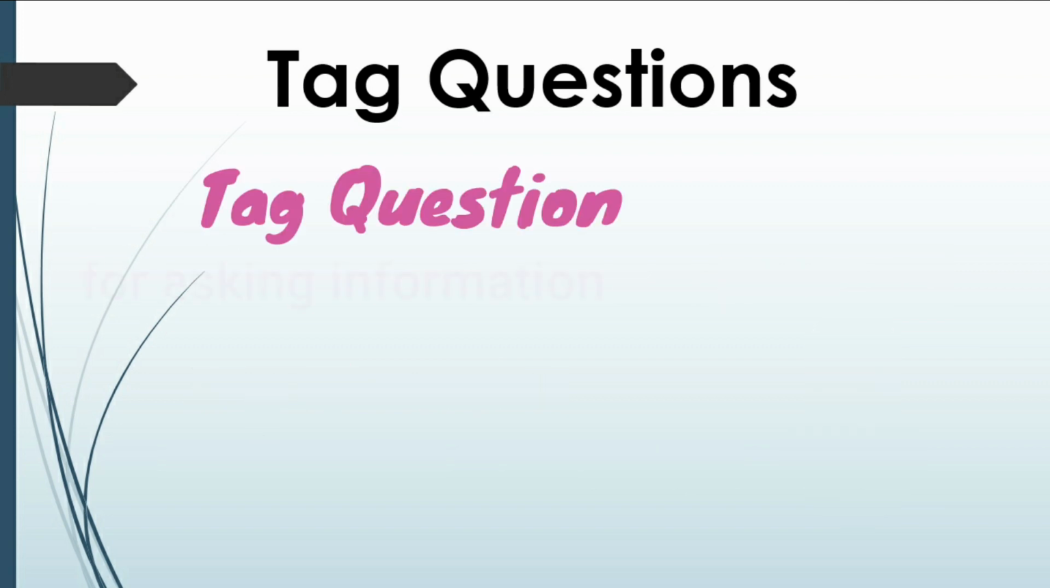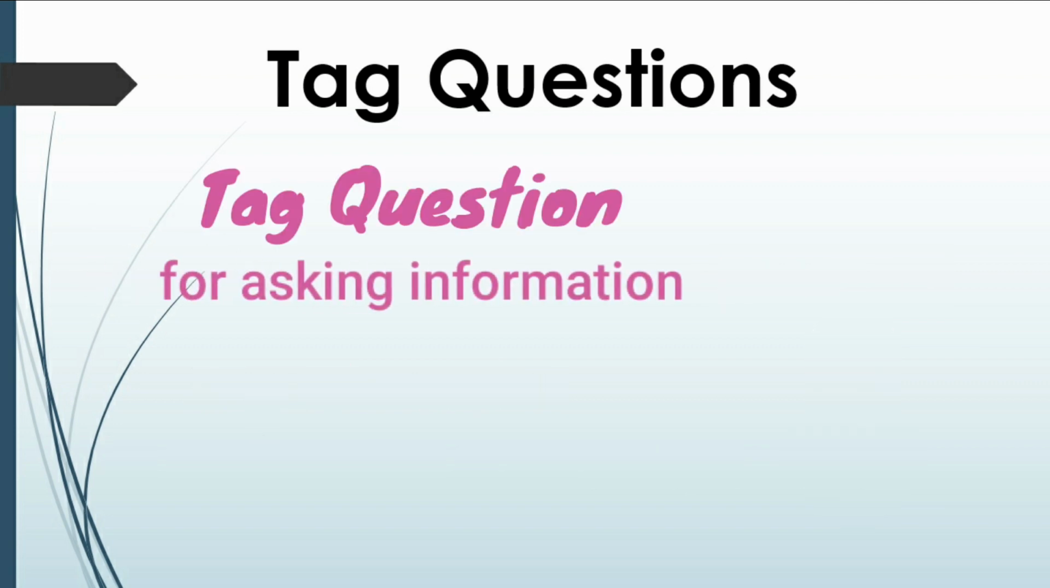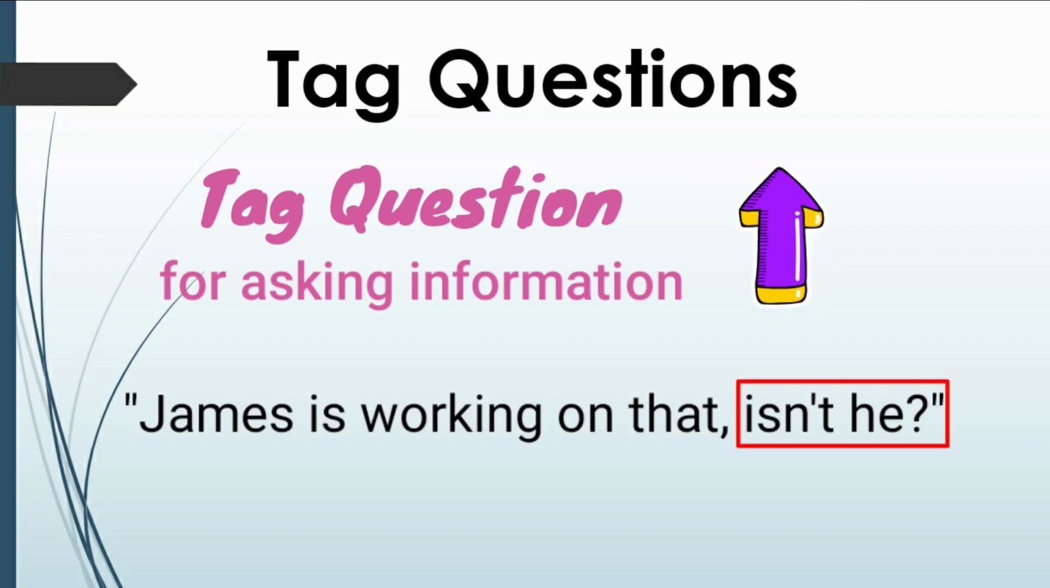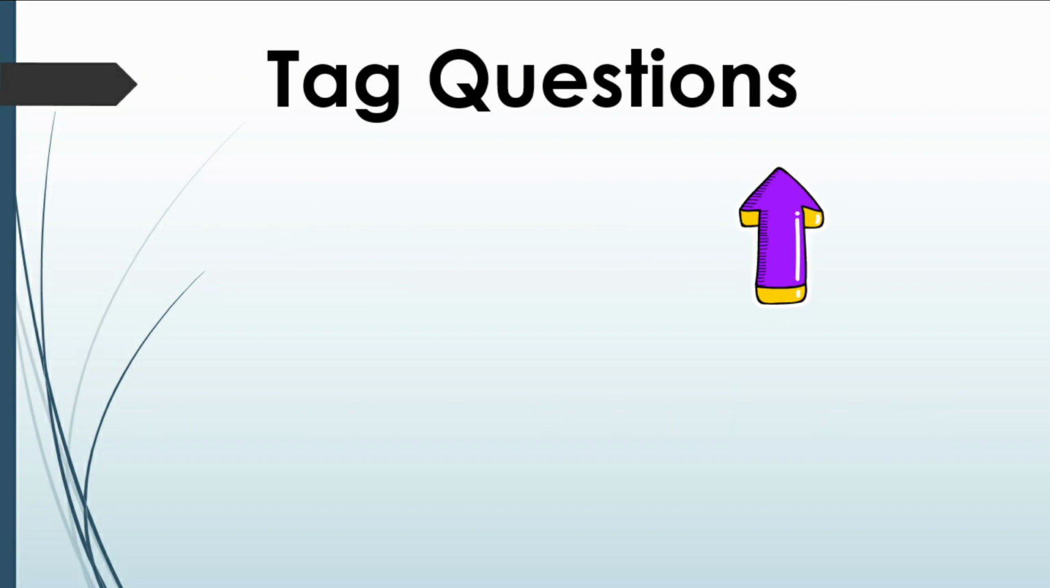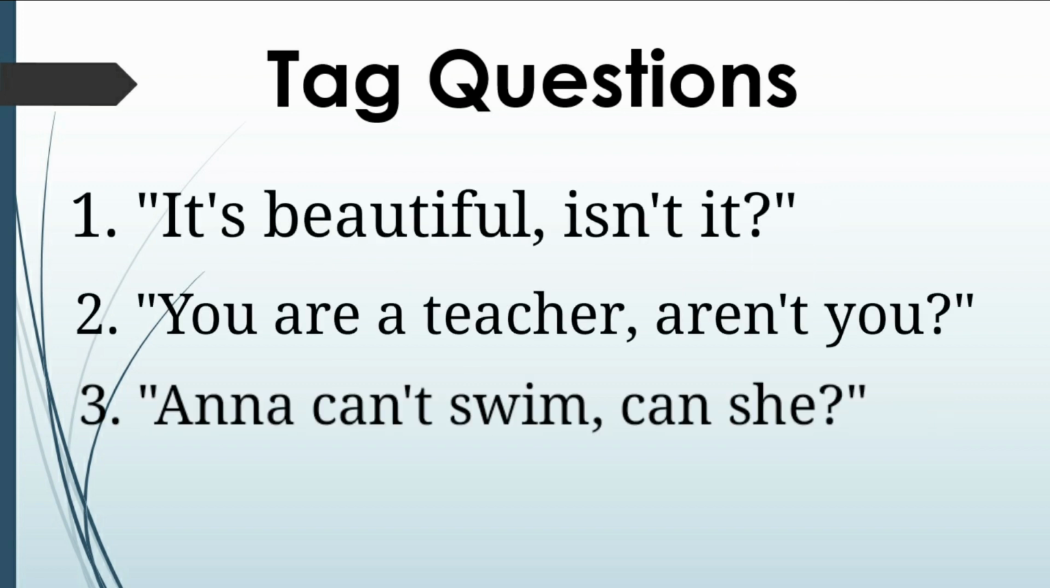Now, if you want to ask for information or you're a bit less sure, we say a question tag with a rising intonation. Here's an example. James is working on that, isn't he? Let's practice the following sentences with a falling intonation. It's beautiful, isn't it? You are a teacher, aren't you? Anna can't swim, can she?